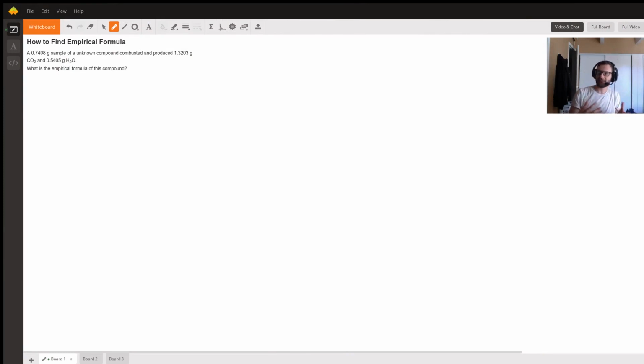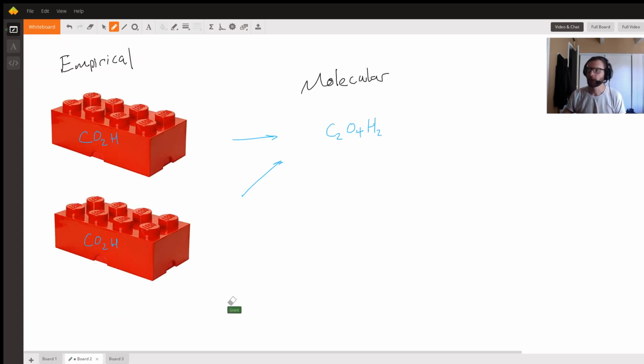So the question is asked, how do you find the empirical formula given you have some unknown mass and then you run a combustion reaction? So first off, it's good to understand what the empirical formula is versus the molecular formula. I like to think of the empirical formula as Lego bricks. It's the smallest indivisible formula that you can have.